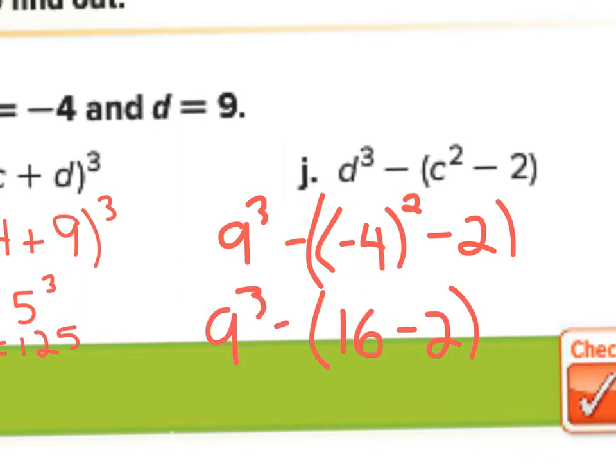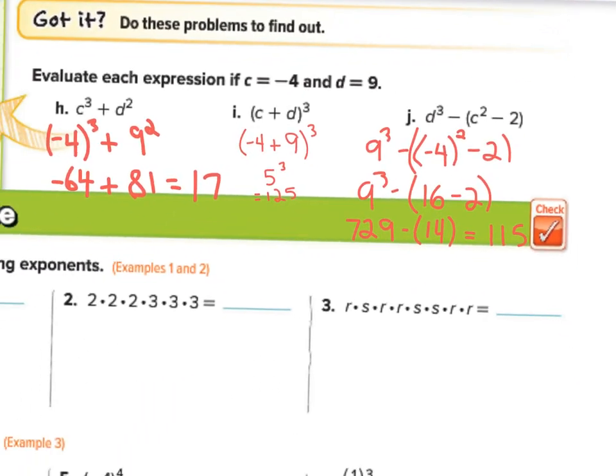And I get -4 times -4 is positive 16. 16 minus 2 is 14, right? And then over here I'm going to solve for 9 to the power of 3. 9 times 9 is 81, and 81 times 9 is 729. 729 minus 14 is 715.